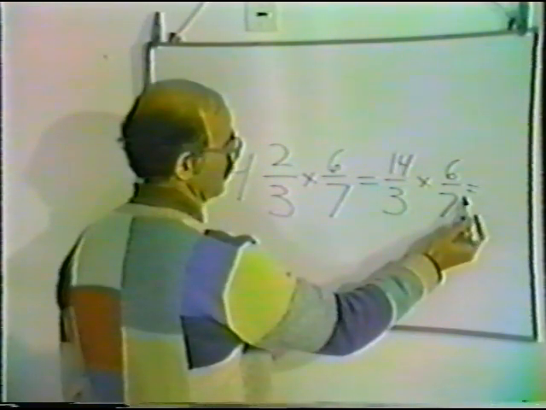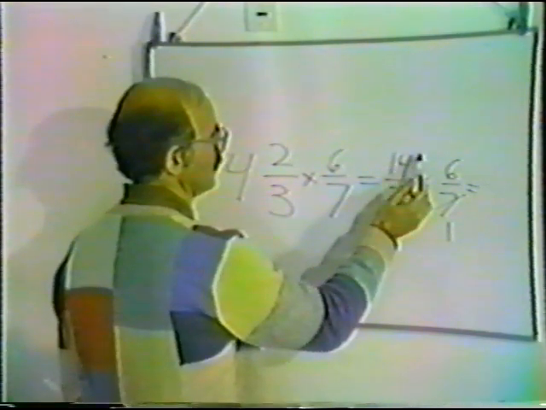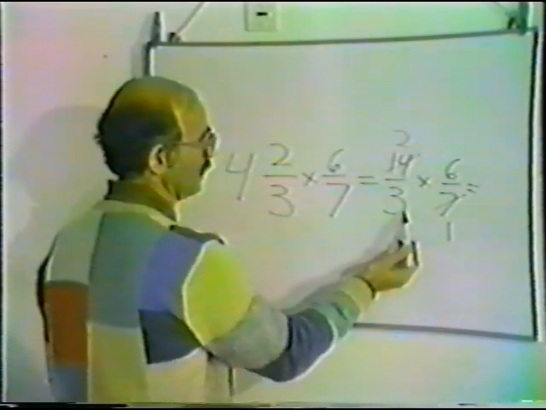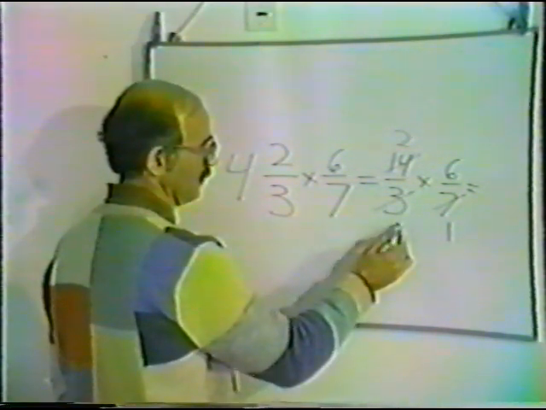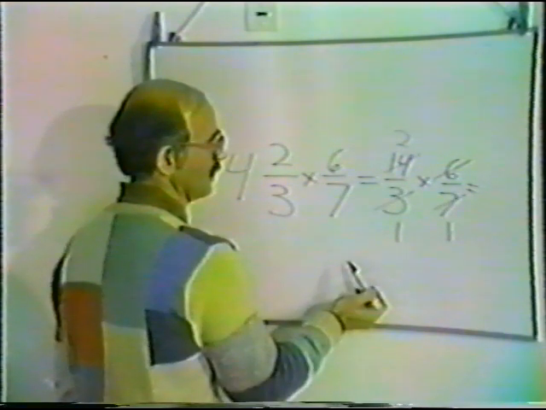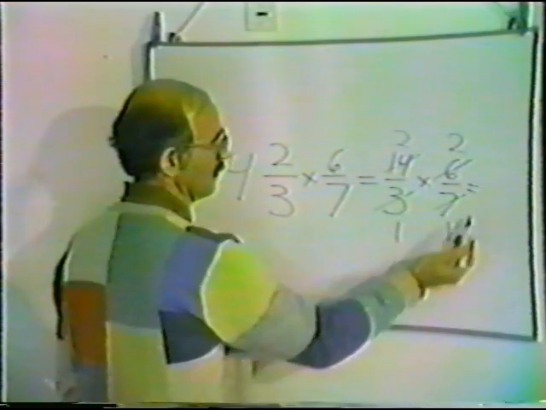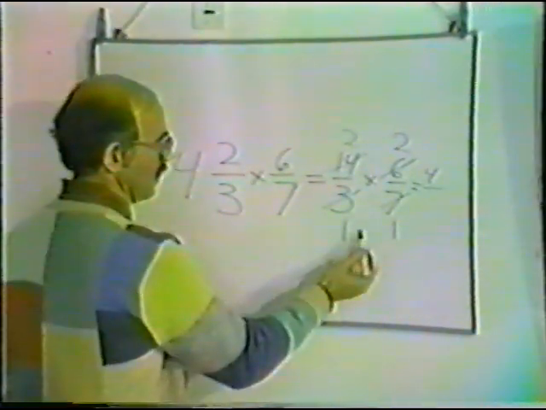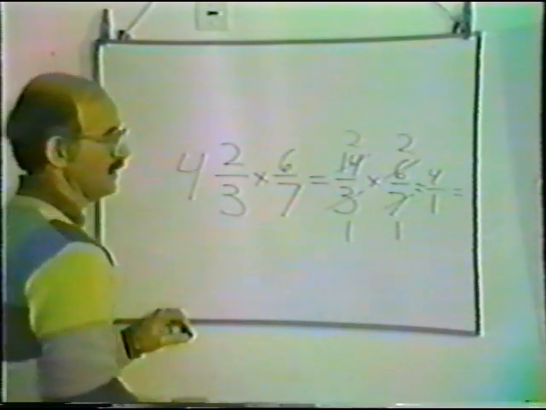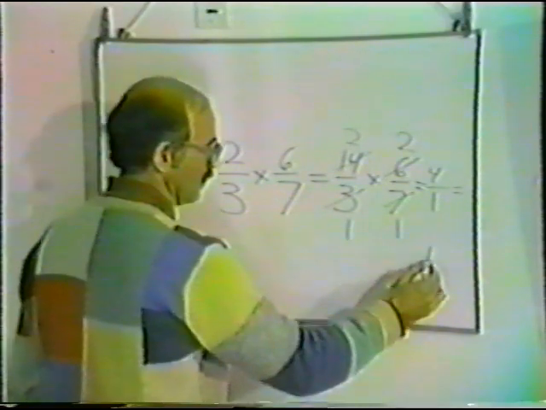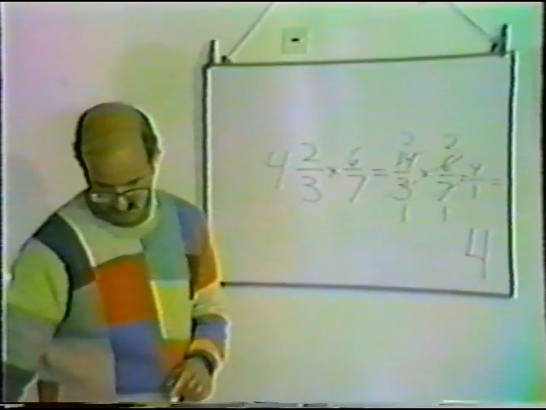7 and 14. 7 into 7 is? 1. 7 into 14 is? 2. What can I hit the 3 and 6 with? 3. 3 into 3 is? 1. 3 into 6 is? 2. Multiply across. 2 times 2 is? 4. 1 times 1 is? 1. And 4 over 1 is the same thing as? 4. The answer is 4.